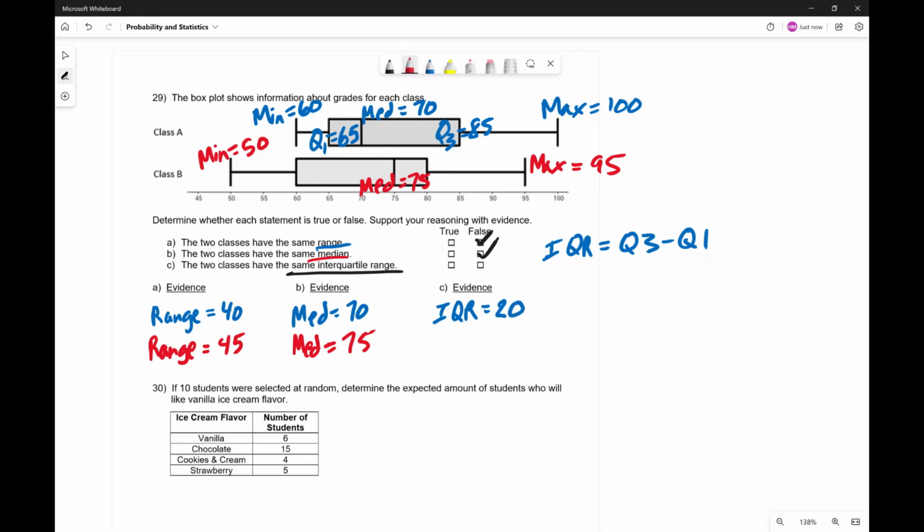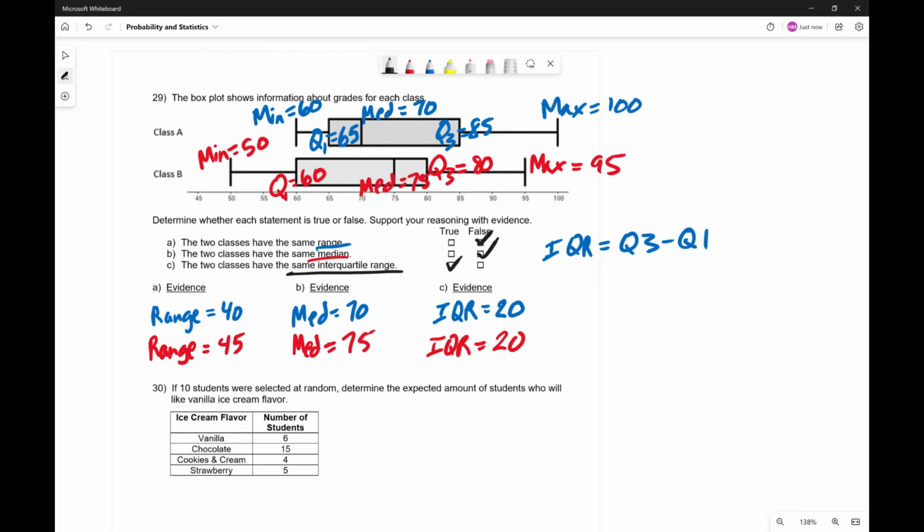Now we'll do the same thing. Q1 for Class B is 60, and Q3 for Class B is 80. The IQR in this case, 80 minus 60, is 20. The two classes have the same interquartile range. That is a true statement. They both are 20.